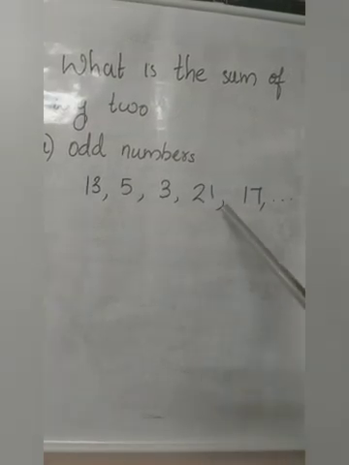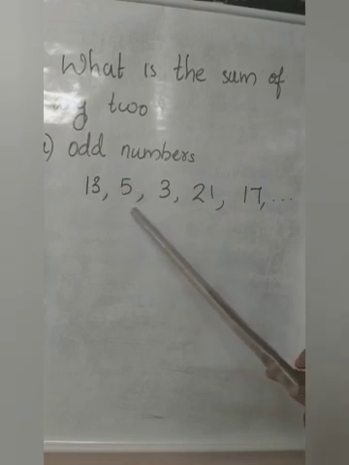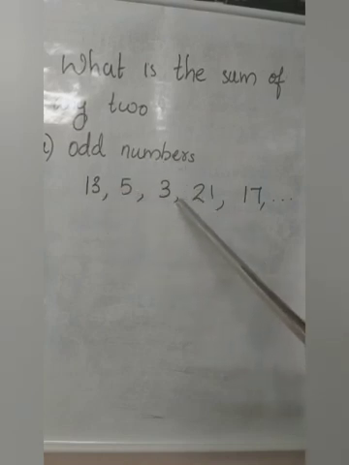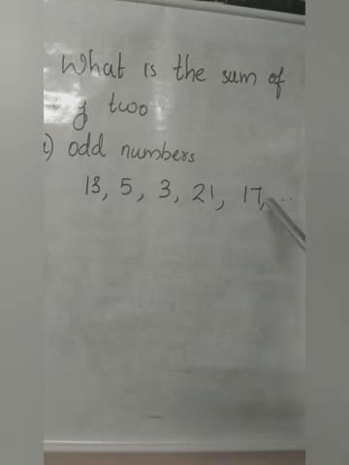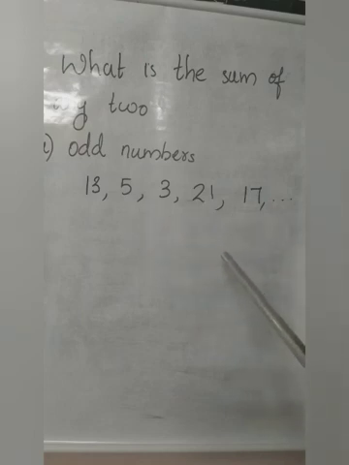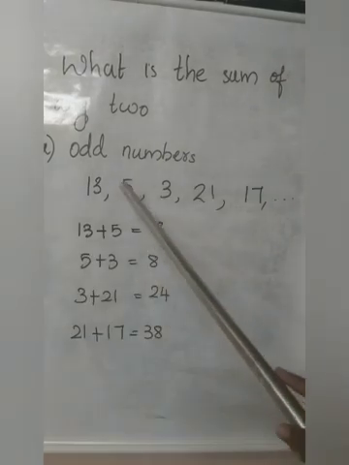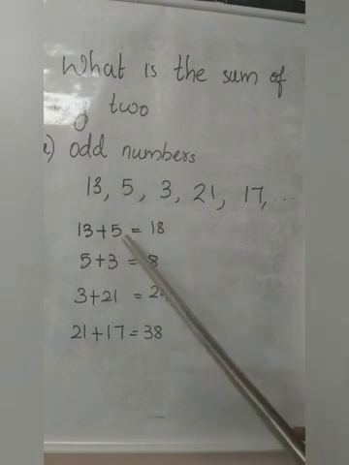These are some odd numbers, isn't it? 13 is an odd number, 5 is an odd number, 3 is an odd number, 21, 17. Now, we have to find the sum. By taking any two odd numbers, we can find the sum. First, I took 13 and 5. What is the sum of 13 and 5?